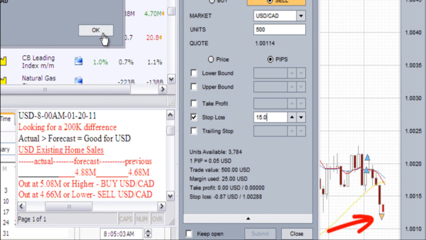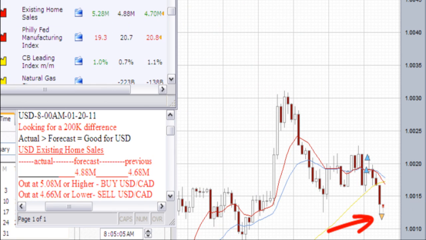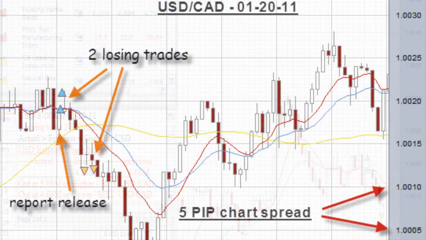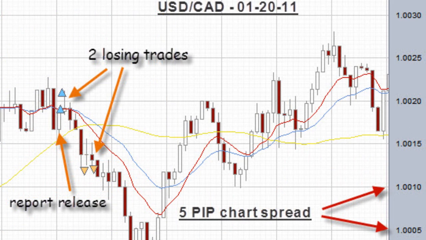Here's my first stop out. Following is the chart showing an hour into the news release. This is the chart for the currency pair U.S. dollar versus the Canadian dollar, showing two trades entered during the release of the U.S. existing home sales report on January 20th, 2011 at 10 a.m.